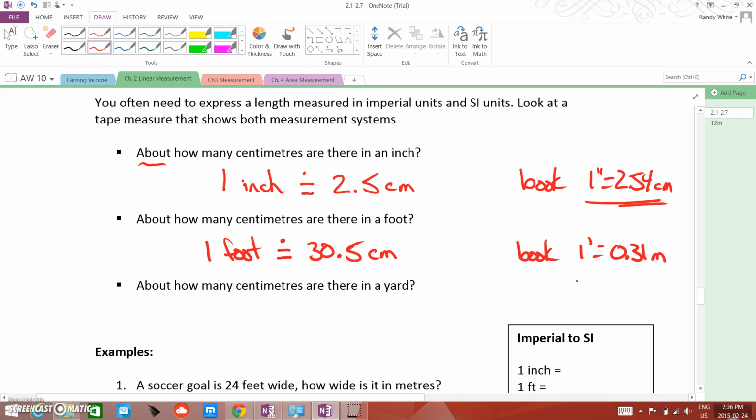Then I want to know how many centimeters there are in a yard. You could take that amount that I've given you here and multiply it by 3, because I know a yard is 3 feet. So 3 feet is about, and the book gives a pretty good description, about 91 centimeters or 0.91 meters. So a yard isn't quite as big as a meter. A meter's just a little bit longer.